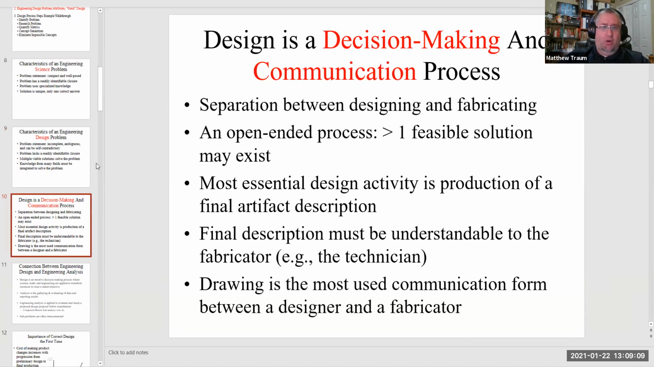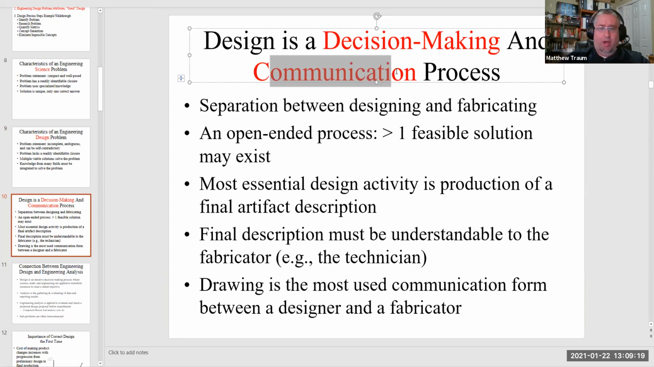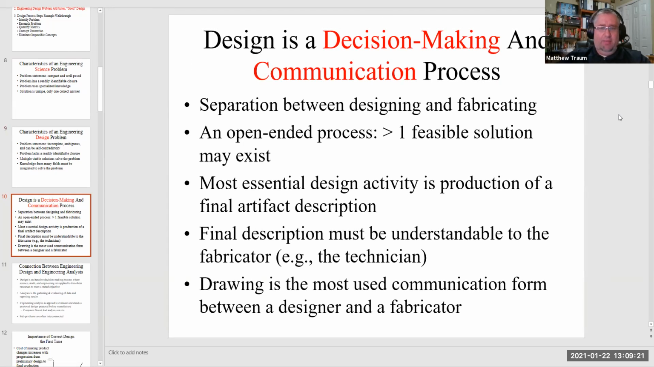So design does two things. It is a decision making process, but then it's also a communications process. And when I say communications, what I'm ultimately talking about is the communication from the customer through the design engineer to the fabricator. We would call them technicians or technologists. And so a really nice way of thinking about what a design engineer does is they serve as a filter and a conduit between the customer and the technician.